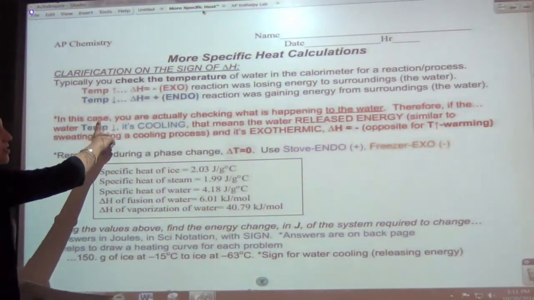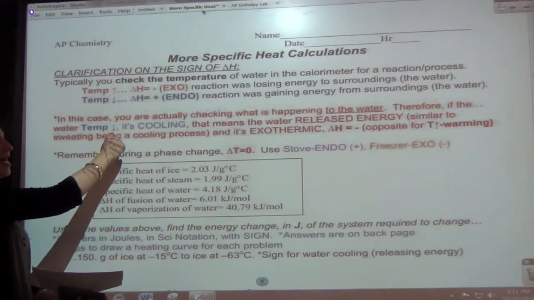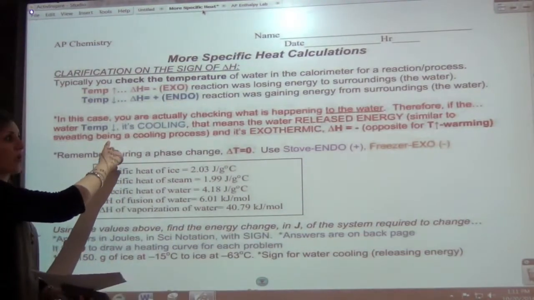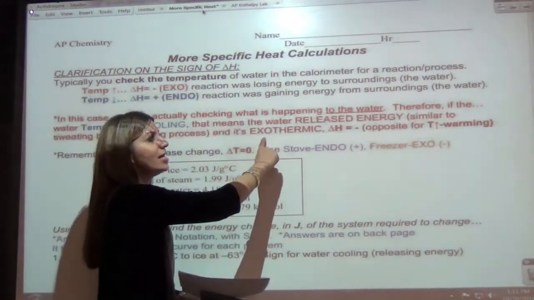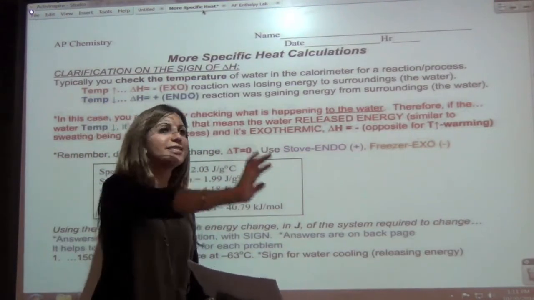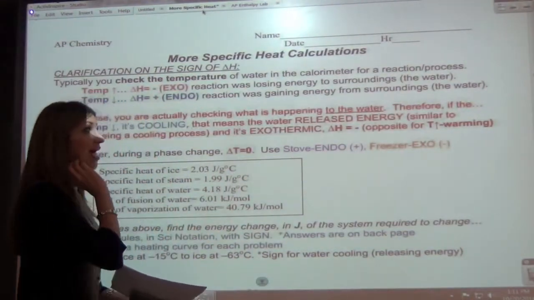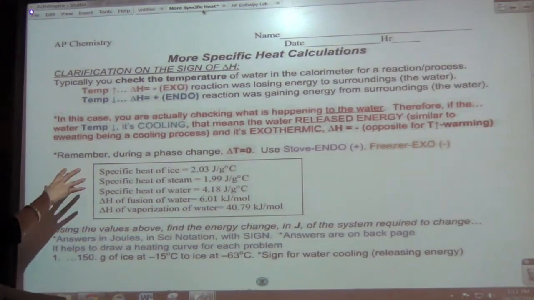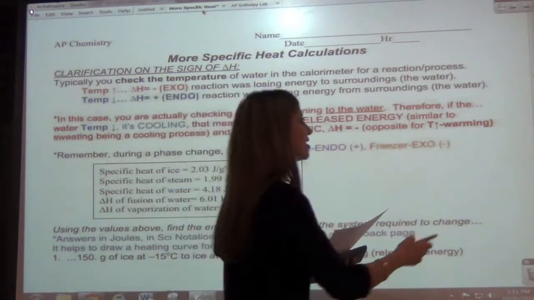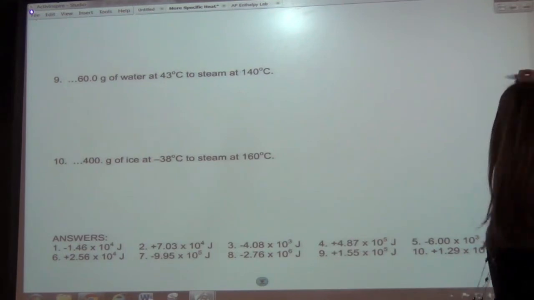In this case, you're actually checking to see what's happening to the water. Therefore, if the water temperature goes down, it's cooling. That means the water released energy, similar to you sweating being a cooling process, and it's exothermic. And it's the opposite if you're warming the water. If you're warming the water, you supplied the energy, the water absorbed it. That's got to be positive, and that would be endothermic, instead of being exothermic. So when you see the signs on the back page, there are answers to this, and those signs are done correctly.